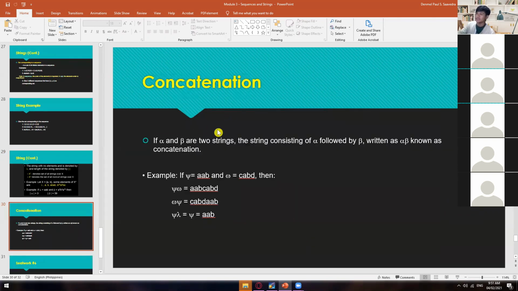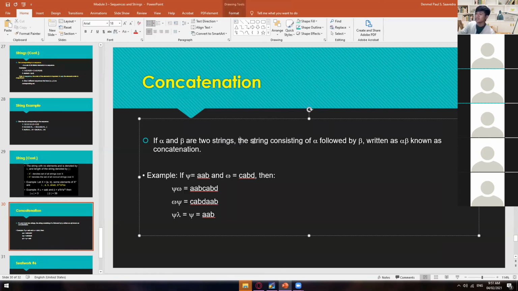The next one is concatenation. You guys already know what concatenation is. For example, if alpha and beta are two strings, the string consisting of alpha followed by beta, written as alpha beta, is known as concatenation. As you can see, we have two different strings, and by simply putting them side by side, alpha beta, we call that concatenation.